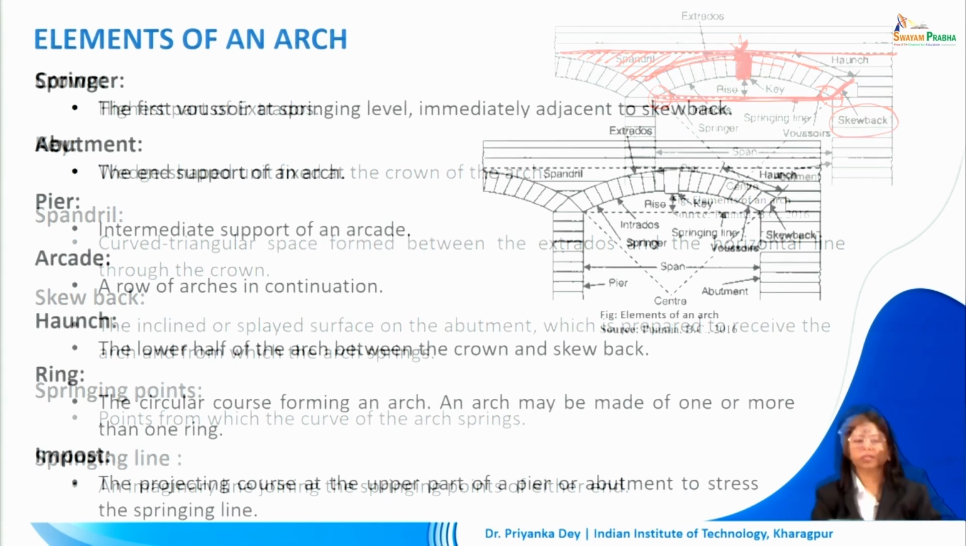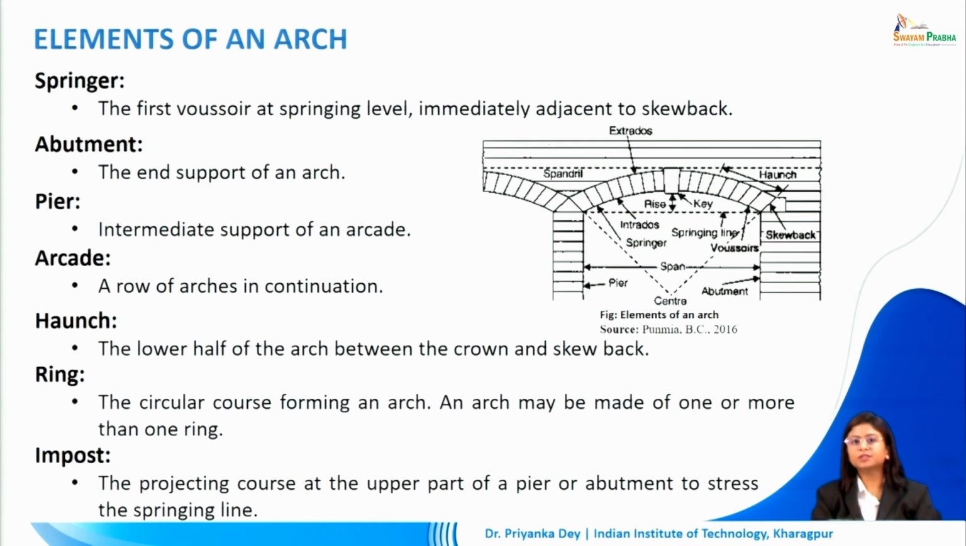The springer is the first voussoir at the springing level and it is immediately adjacent to the skewback. So that means the first voussoir that I place at the skewback is going to be called a springer, and we gradually move our way towards the crown, and the last voussoir which is at the tip of my crown is known as the key, which we had already taken a look at.